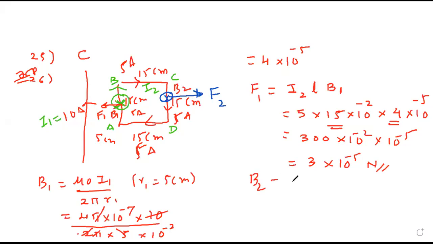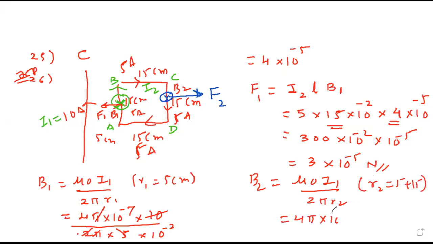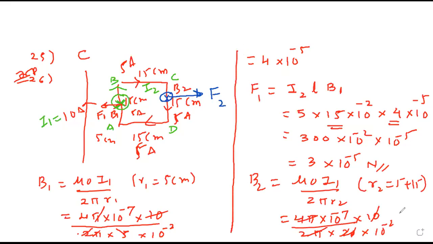Now B2 will be mu naught current I1 upon distance 2 pi R2, which is 5 plus 15. So 4 pi into 10 raised to minus 7, current 10, upon 2 pi into 20 into 10 raised to minus 2. 2 pi into 2, 4 pi. Equals to 10 raised to minus 5.